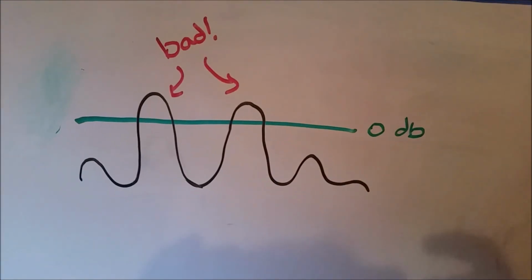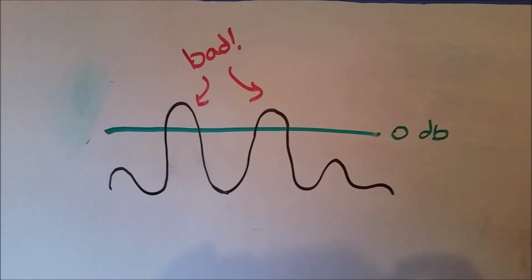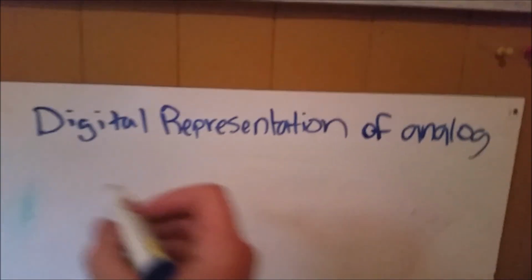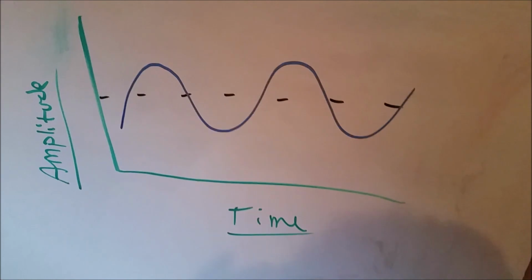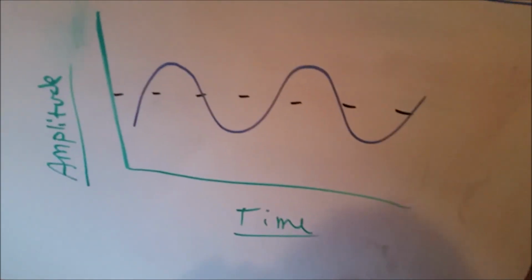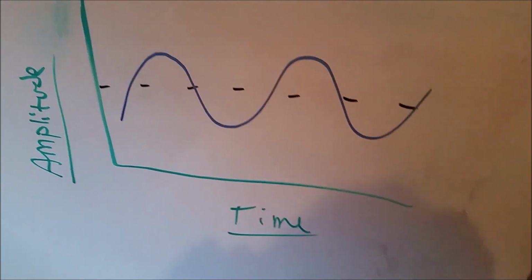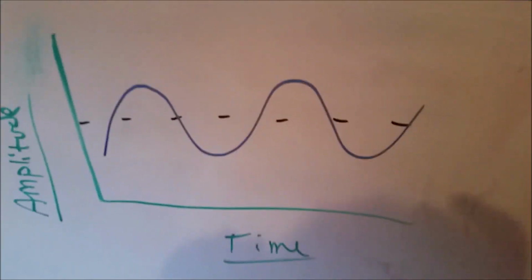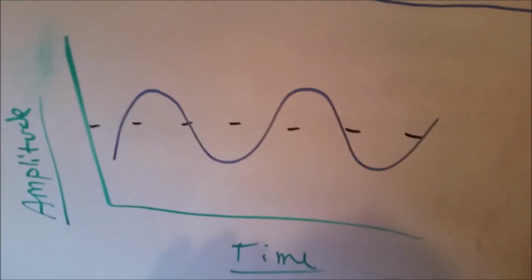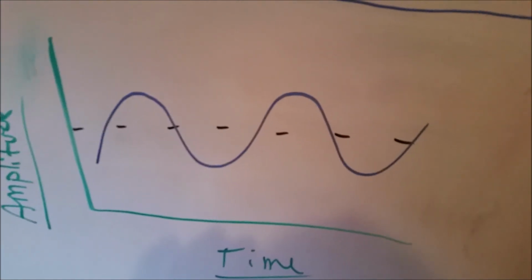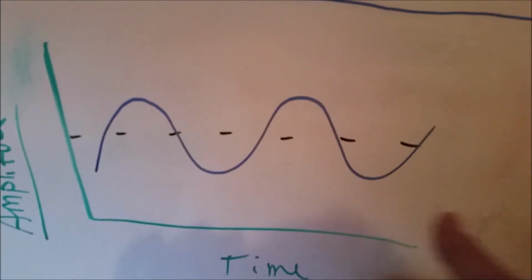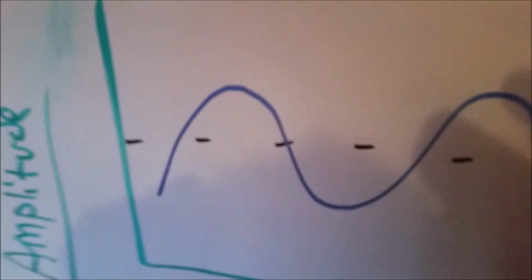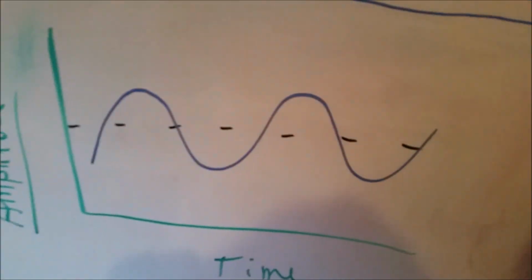And you might be asking, well, how do I get rid of these things? Before we can jump directly into that, we must first go over the digital representation of analog. Here is a graph of amplitude as a function of time of a sound. As you can see here, this is a sine wave, and it has a specific frequency and a specific amplitude associated with it. One thing to notice is that this analog signal is continuous. There are no gaps in this line. This is just a full continuous signal.